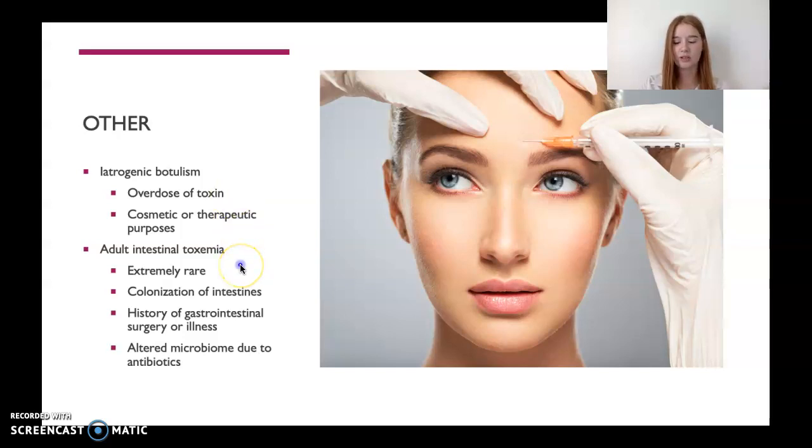The last form, adult intestinal toxemia, is the most rare and the most poorly understood. It happens when the spores germinate inside of the intestines, similar to infant botulism. However, the vast majority of adults can ingest and process the bacteria without getting sick, and it is unknown what causes the spores to germinate when they do. Most patients do exhibit histories of gastrointestinal abnormalities like gastrointestinal surgery or illness, or they recently took broad-spectrum antibiotics, which altered their microbiome.